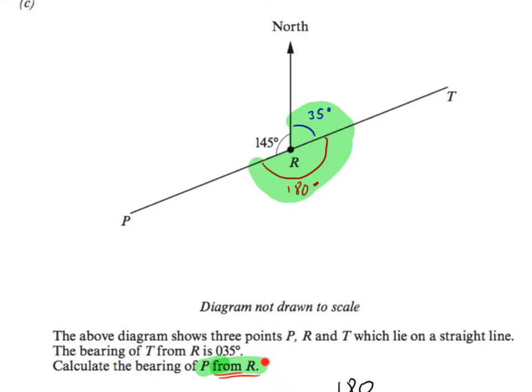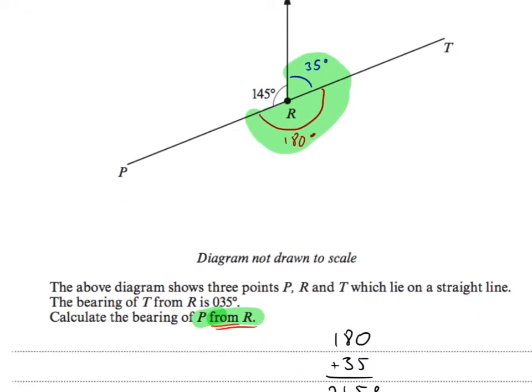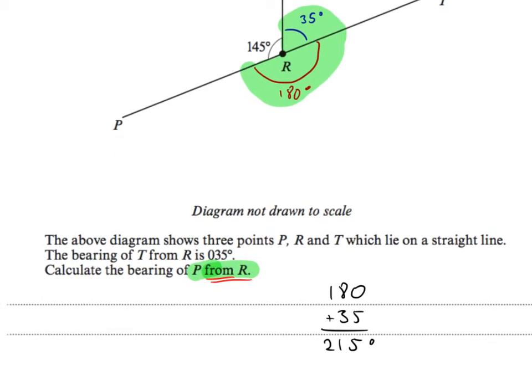So, it says from R, so I go and put my finger on R, and I'm measuring from north, and I measure clockwise. So I'm measuring the 35 and the 180, and stopped here, because it hits the line that's P, and it says the bearing of P. Okay, so I've measured 35 degrees and 180. So any idea what I might do with those two numbers? Add them together to get 250.